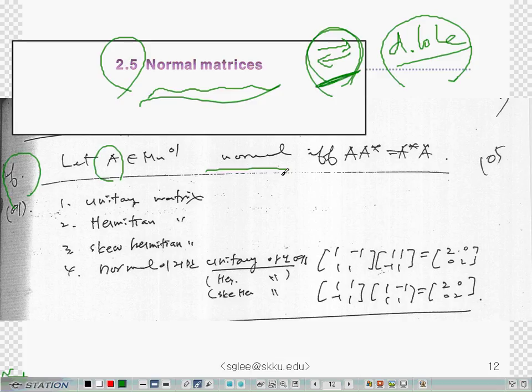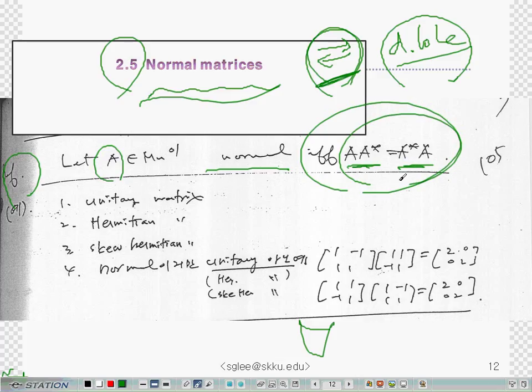A matrix A is called normal if A A star is equal to A star A. Very simple condition, isn't it? Very easy to find. If they are the same, it's done. It's normal. Here are examples of normal matrices. All unitary matrices are normal. All Hermitian matrices are normal. And all skew Hermitian matrices are normal.